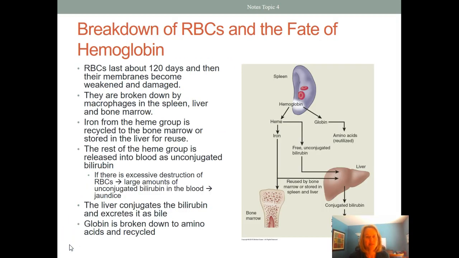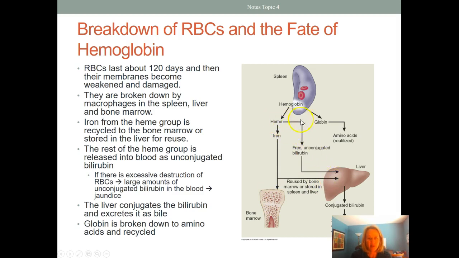What happens to red blood cells when they break down? So red blood cells last about 120 days, and then their membranes become weakened and damaged. Now remember, they don't have organelles, so they can't replace membrane lipids and proteins. So they eventually become weakened, and then they get broken down by macrophages in the spleen and the liver and the bone marrow. So hemoglobin is taken and iron gets recycled from the heme group, and it gets recycled to the bone marrow for reuse, or it gets stored in the liver to be used later.